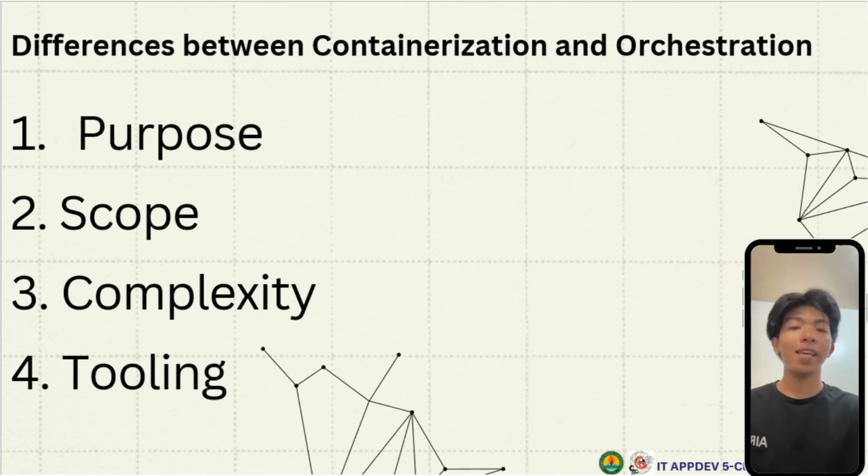Number 3, complexity. Containerization simplifies the packaging and the deployment of applications, while orchestration automates the management and scaling of these containerized applications, introducing a higher level of complexity in coordinating multiple containers across different hosts. As for tooling, for containerization, there is this software called Docker, which allows you to package applications and their dependencies into a single container. And for orchestration, there is Kubernetes, an application where we can manage those containerized applications.